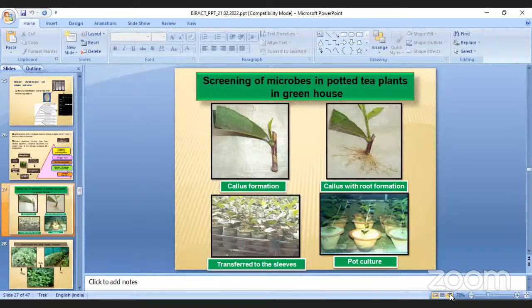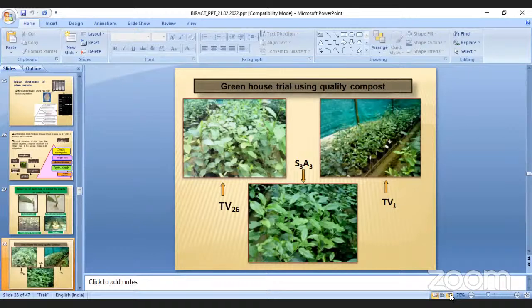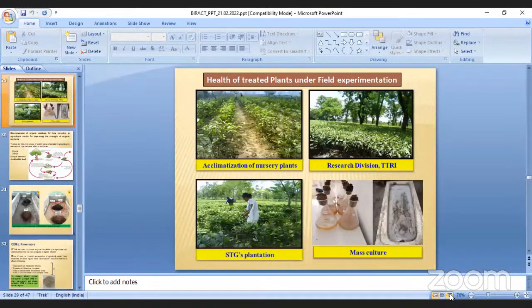Earlier, some chemical growth promoters were added for root induction, but now we are using biological approaches or beneficial microorganisms, so they can induce root formation. Accordingly, pot cultures have been done. These are different tea clones, or Toklai vegetative clones. We have tested their activities in field trials, with quality compost, and acclimatization of the nursery plants has also been noticed.